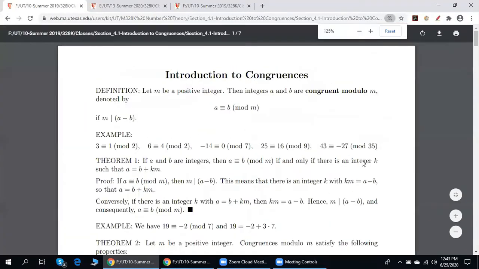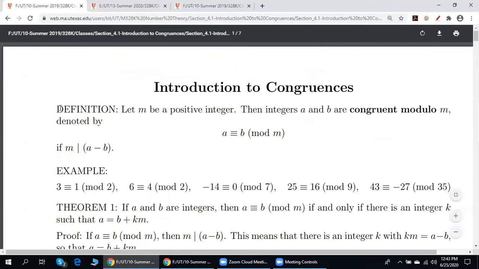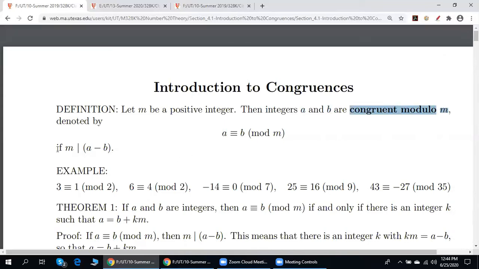Introduction to Congruences. Let us discuss definition 1. Please take a look at what is written. Let m be a positive integer. Then integers a and b are congruent modulo m if m divides their difference.